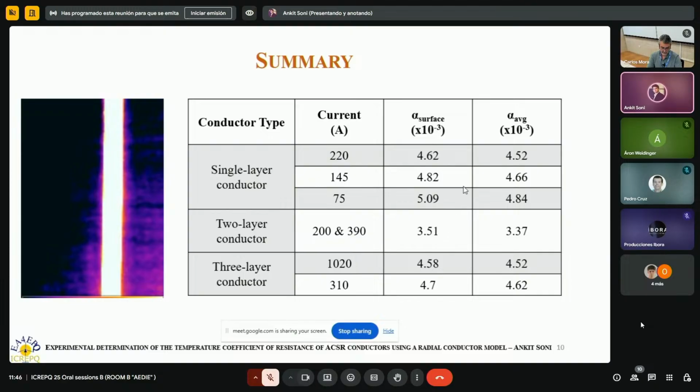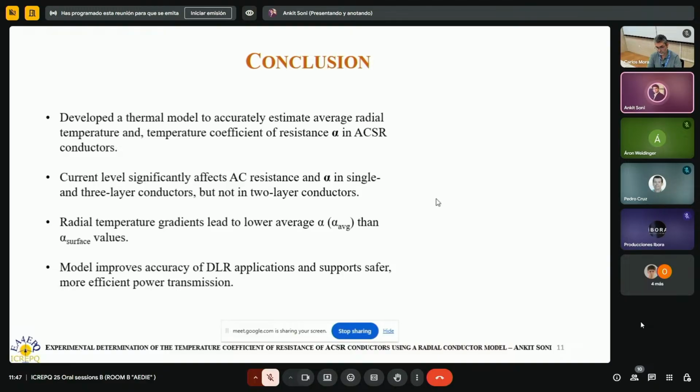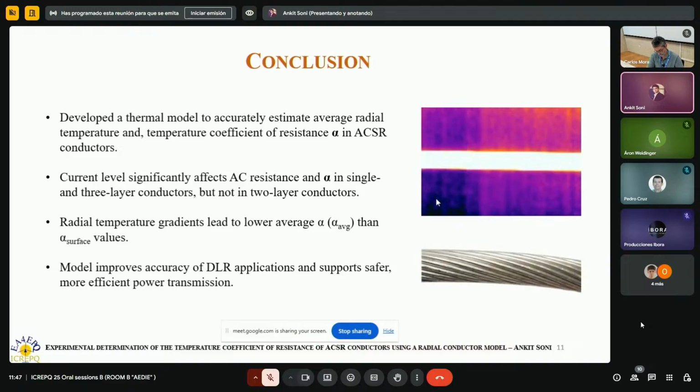Because if we use an odd number of layers in the conductors, we will always have differences in the alpha, and also the level of the resistance at different current levels is different, because the one extra layer in the odd layer of the conductors always creates extra magnetic flux, which causes extra AC resistance because of the magnetic flux effect. So this is the conclusion.